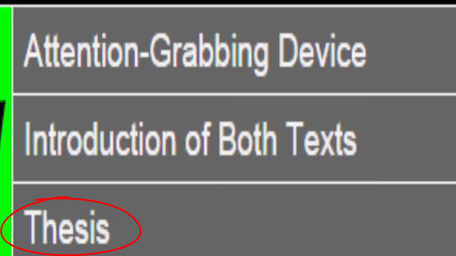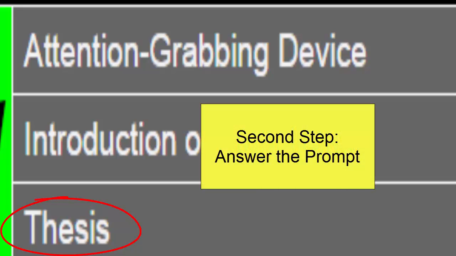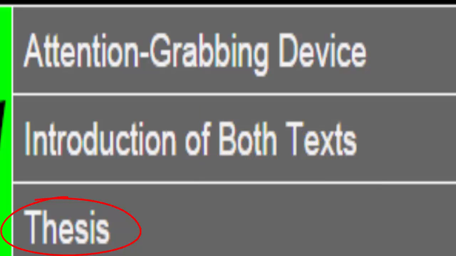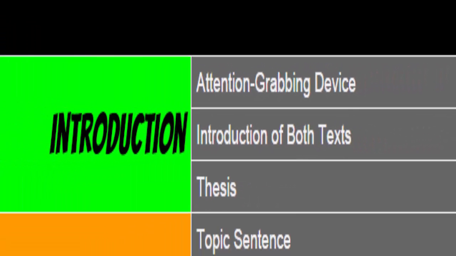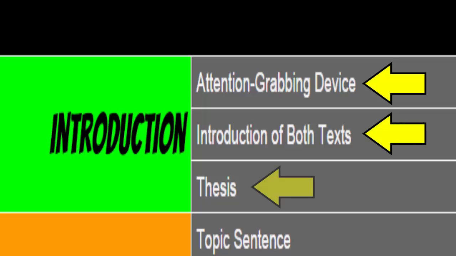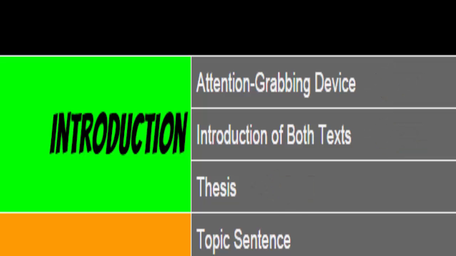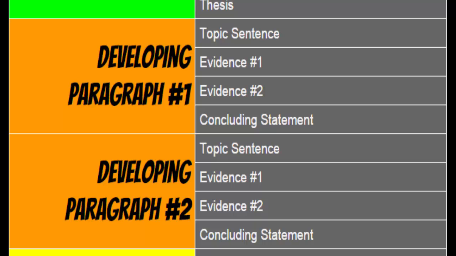And the prompt should leave it open such that you can actually add something original. This would be your answer. So make sure you not only restate the language of the prompt, but you answer it in the thesis. Again, I'm not going into detail on each of these items, because those are lessons in themselves. Lessons that your English teacher should have taught you. The introduction paragraph consists, therefore, of 3 parts: the attention-grabbing device, the introduction of both texts, and the thesis statement. Then you're done. So let's move on to the body of your essay, the developing paragraphs.